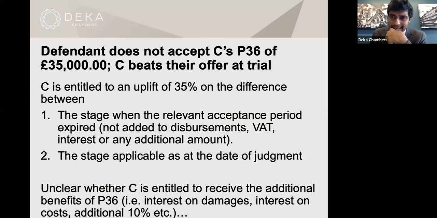It's not particularly clear from the wording whether the claimant is entitled to receive the additional benefits of Part 36, the interest on damages, interest and costs, the additional 10% that we all know and love. But I think there is a good arguable point to it because it says in the wording of CPR 36.24 that it's subject to CPR 36.17. So if you're a claimant in that position, you can have a go at trying to get to it.